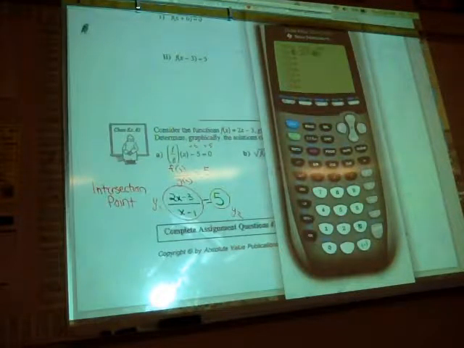So 2x minus 3 divided by x minus 1. Then we'll graph it. That's what that function looks like, but is that going to help me find the solution? No, I need to do y2 as well. Put in the 5.